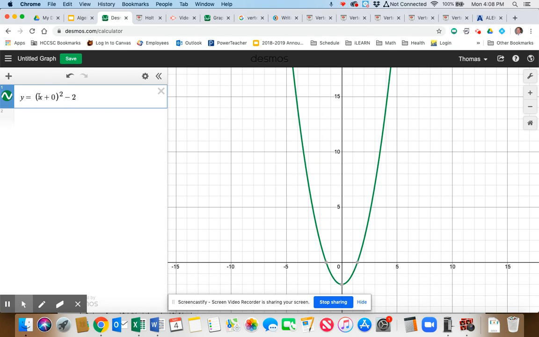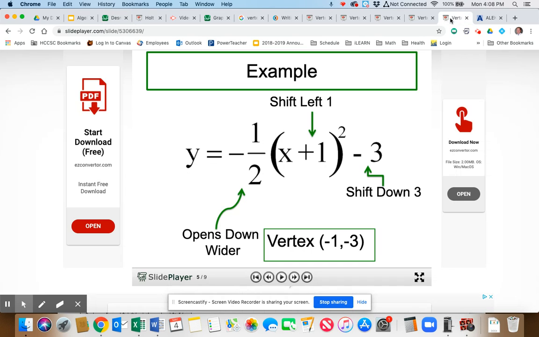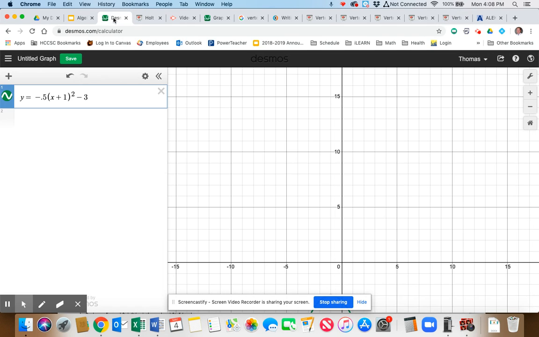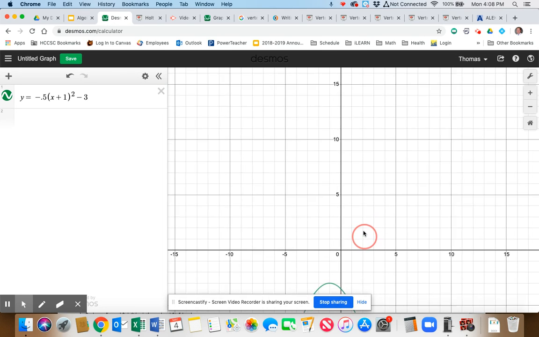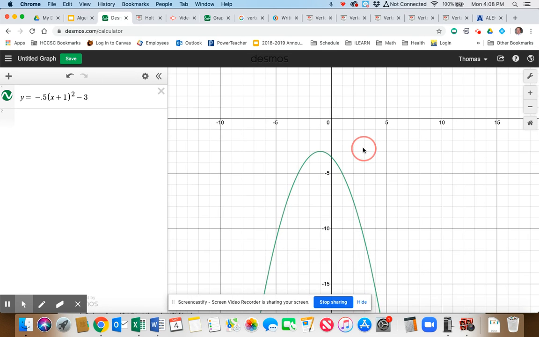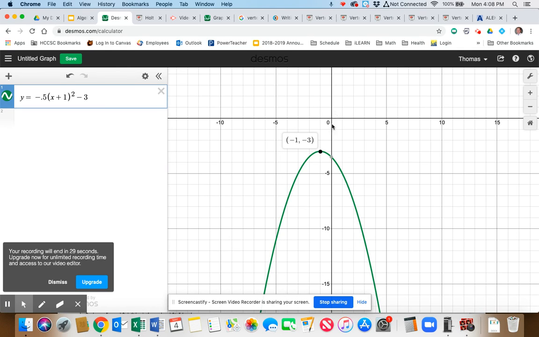So -0.5 plus 1 minus 3. That's right. Let me just double check. Yep. Okay, so where'd it go? There it is. Down 3, 1 to the left, down 3, so there's your vertex. Now once you figure that out, you know that you can put in 0 to find another value. You can put in 1, -1, -2, and -3. And then draw a curve through those points that are on here.